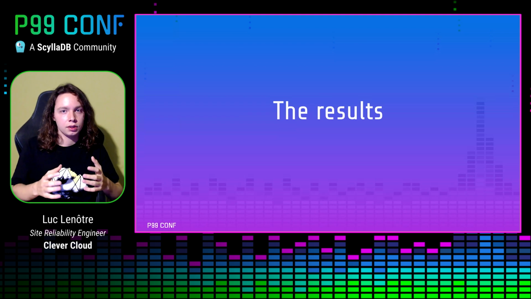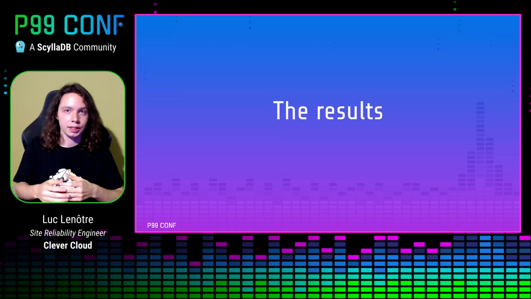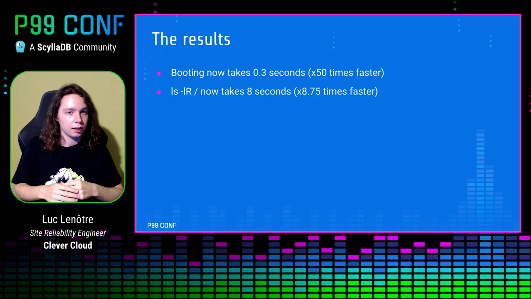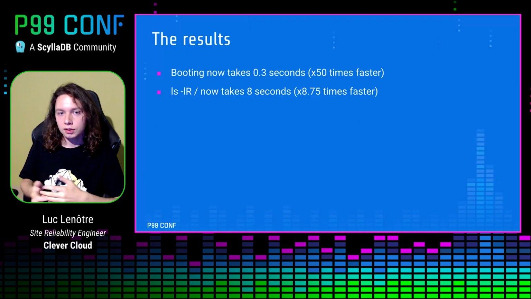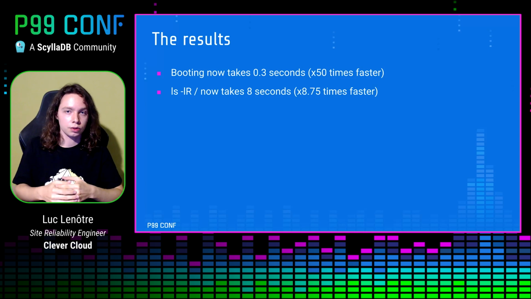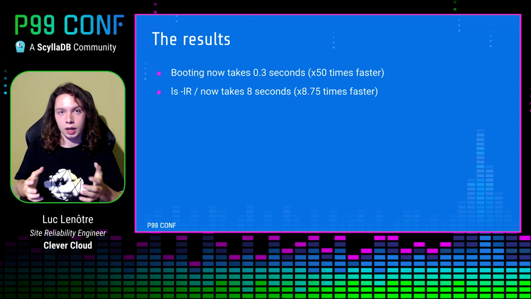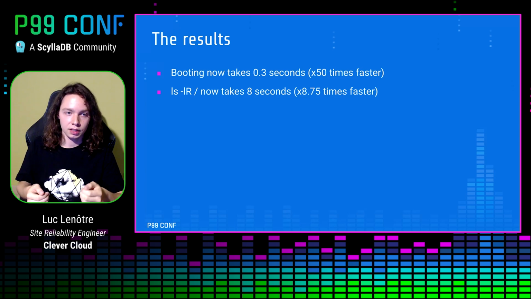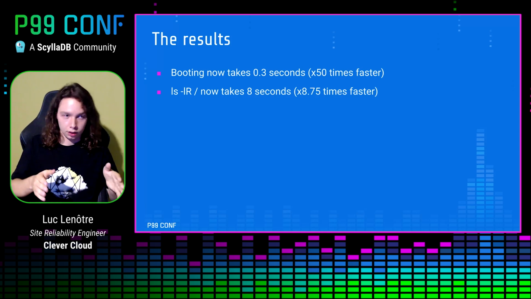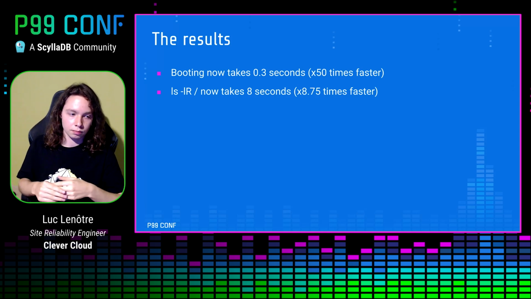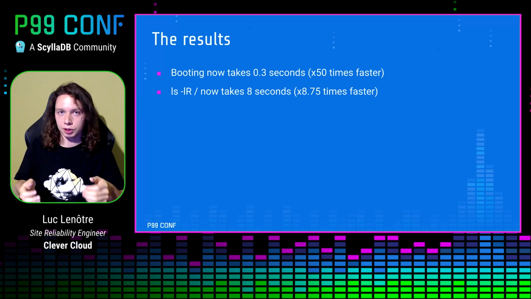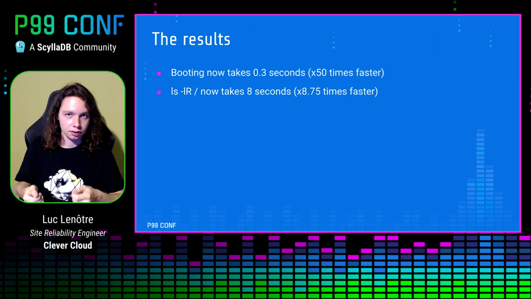So after all these optimizations, I think that you are willing to see the results, of course. So I ended up with booting in 0.3 seconds, which is 50 times faster than before, so it's great. And the command to list all the files on the file system is now taking 8 seconds, which is 8.75 times faster. So this actually is not that great, but it's due to some optimizations that have not been implemented yet. So I will have to work on it.